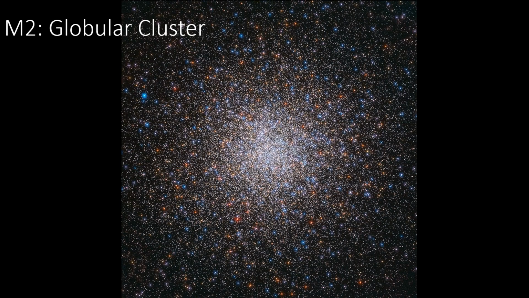Moving on, let's explore Messier 2, a stunning globular cluster situated in the constellation Aquarius. Messier 2 is one of the largest globular clusters in our galaxy, with hundreds of thousands of ancient stars tightly packed together, spanning about 178 light-years in diameter. It's located approximately 37,500 light-years from Earth.